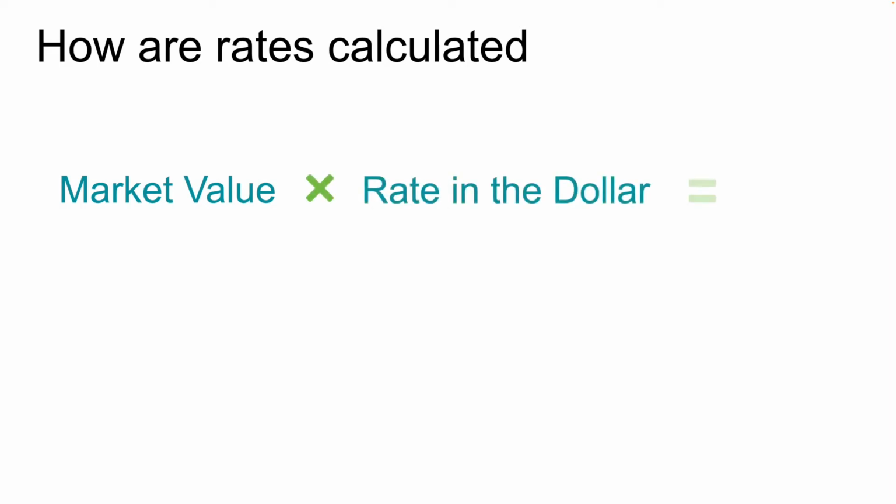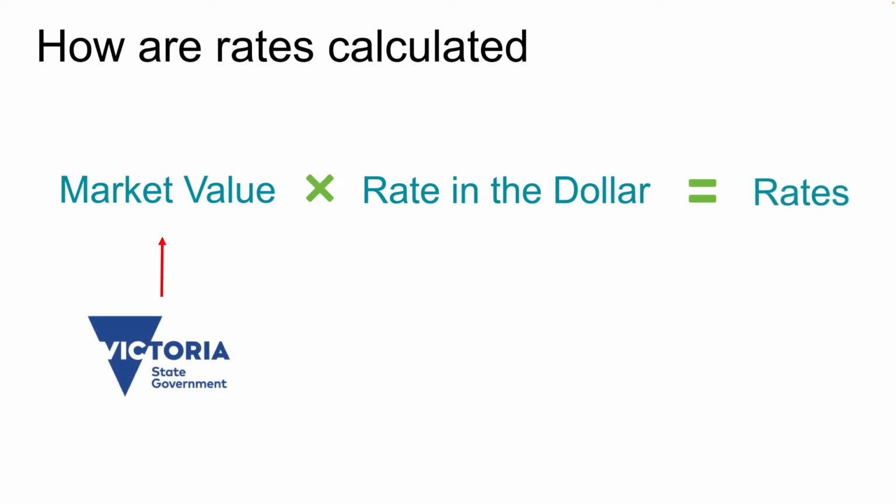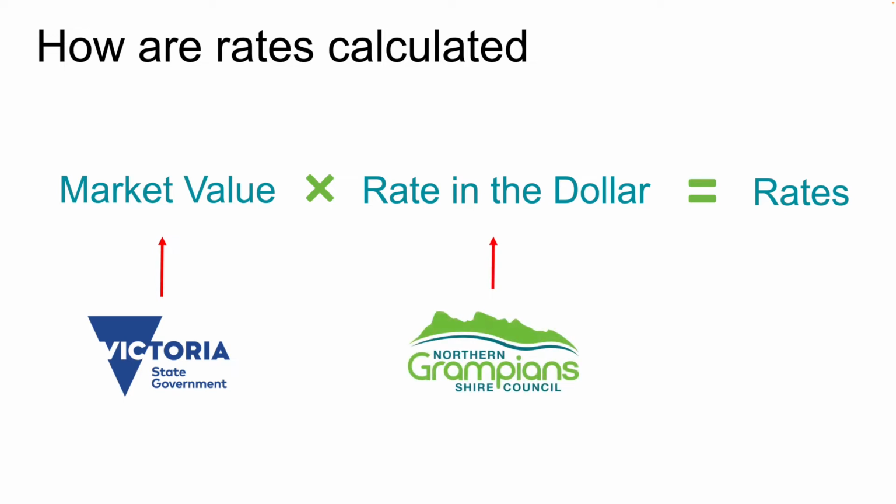So how are rates calculated? They're made up of the market value of your property multiplied by a rate in the dollar, and that will equal the total amount of your rates. The market value of your property is determined by the Valuer-General. The rate in the dollar is determined by Northern Grampian Shire.